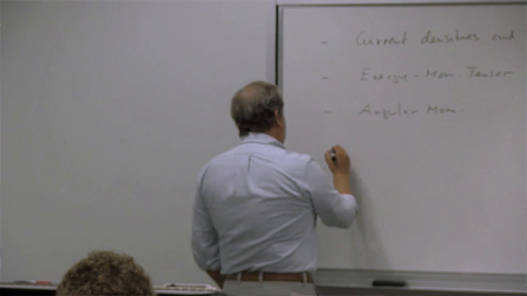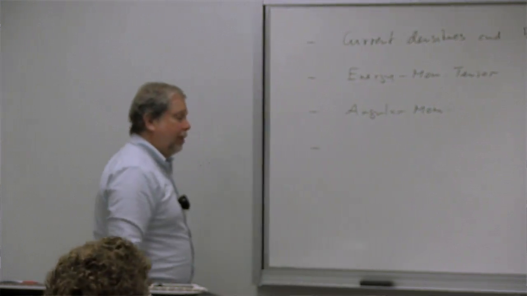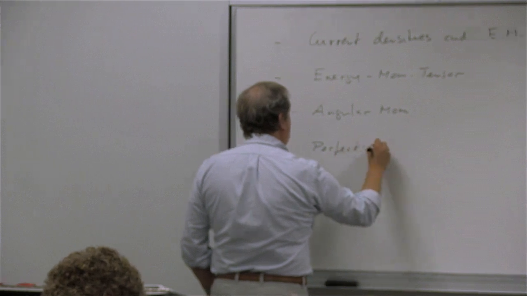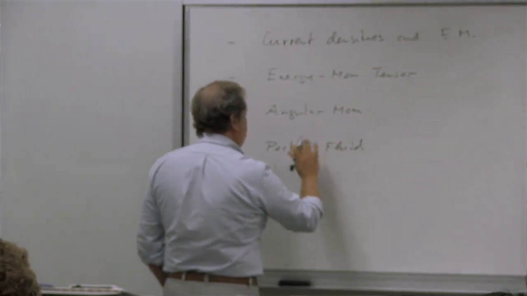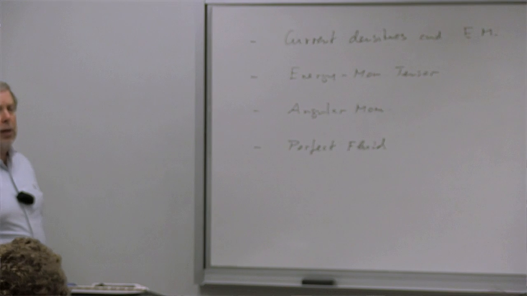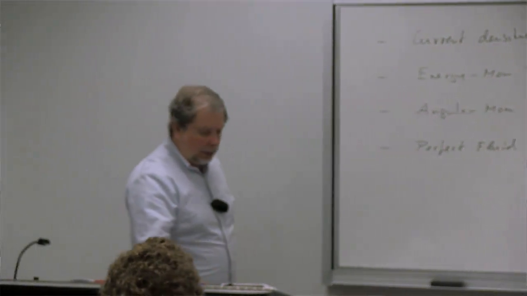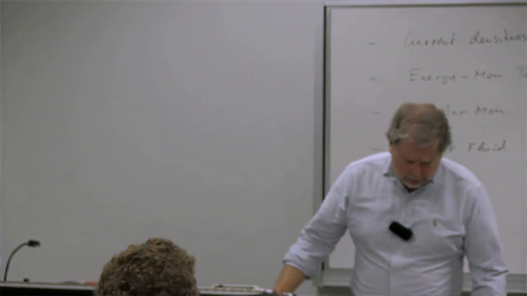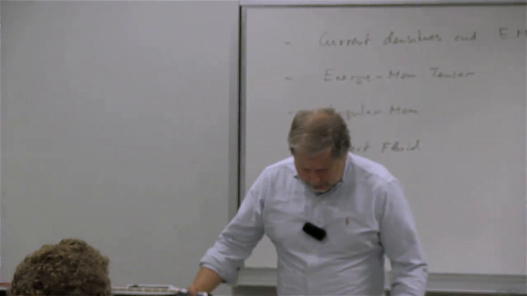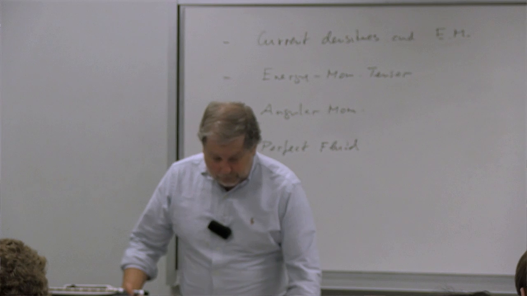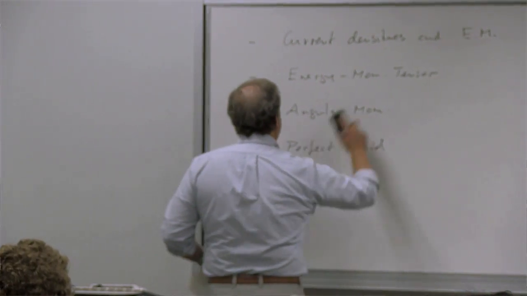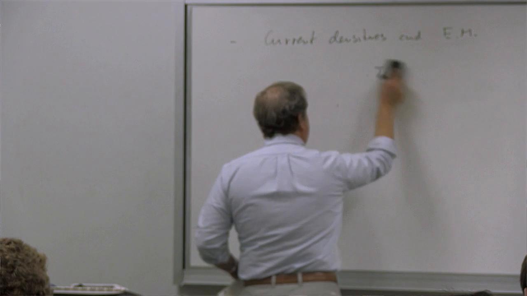And then the last topic we're going to talk about in special relativity is the perfect fluid, which is kind of unrelated to the first three things, but the perfect fluid is important if you want to do any sort of simple cosmology. It's usually the type of matter that is brought in. So let's get started first on the current density and electromagnetism part.